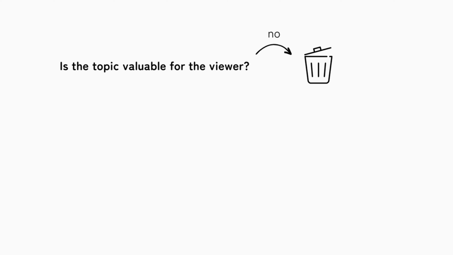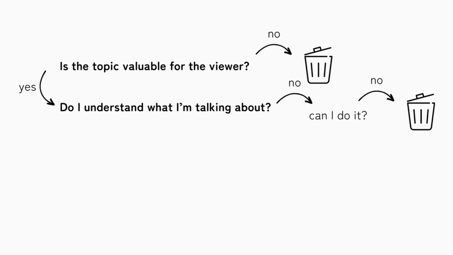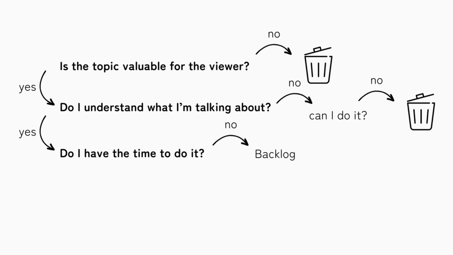And one more example from myself: how I use filters in selecting which videos I will upload about which topics. The first one: is the topic valuable? If no, discard it. If yes, do I understand what I'm talking about? Do I have enough knowledge? If no, can I compensate by doing the work and research? If no, drop it. If yes, do I have the time to do it? If no, put it in the backlog. If yes, get to work.